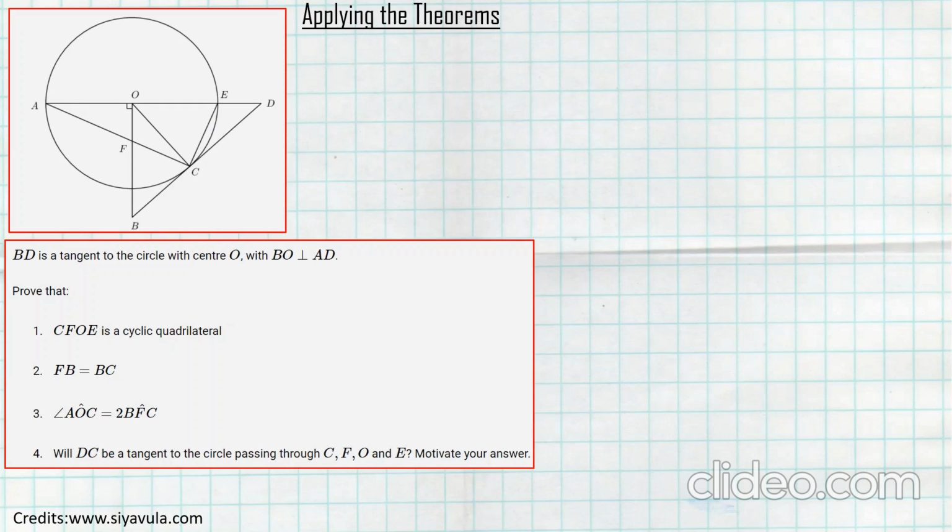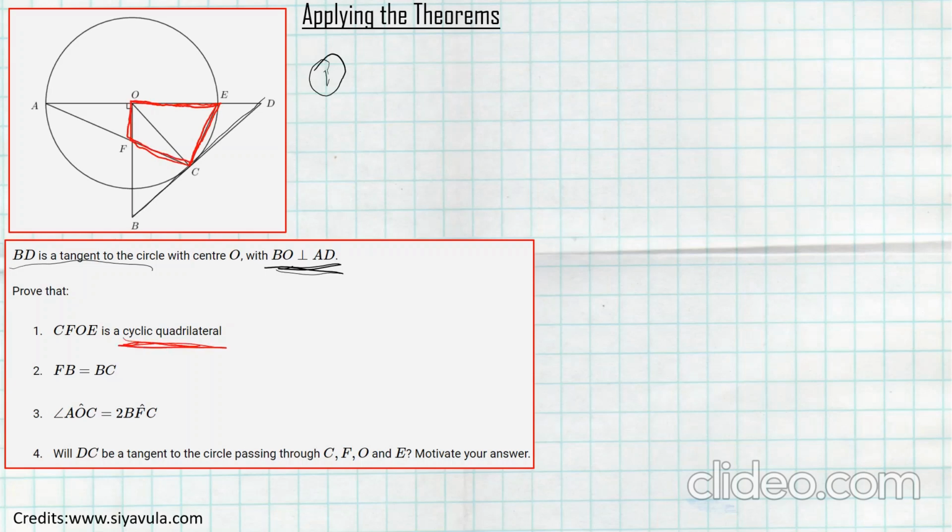You are given that BD is a tangent to a circle. We can see our BD is a tangent there, with the center O, right? And we are also given that BO is perpendicular to AD. We can see by that 90 degrees there, right? Then our first proof is, let us now prove that CFOE, this quadrilateral here, is a what?